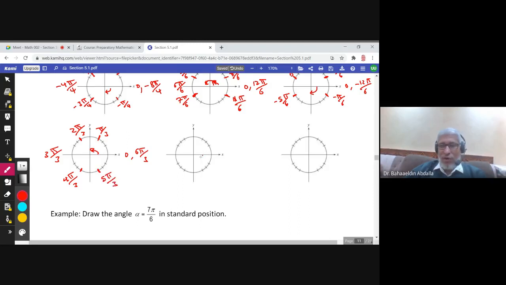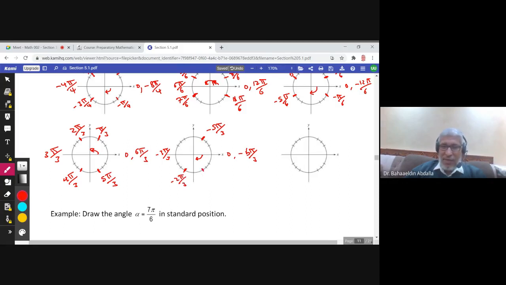If you go in the negative direction, this would be 0. This would be negative 3 pi over 3. And this would be negative 6 pi over 3. The one before would be negative 5 pi over 3. And here, the one before is negative 2 pi over 3.